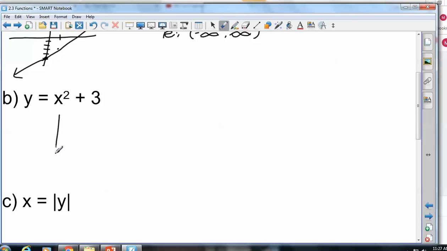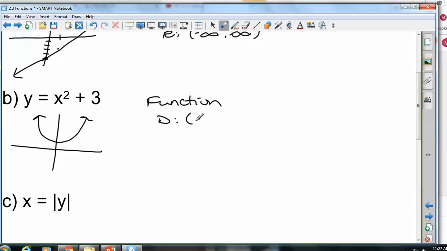B, what's this one look like? Parabola. Let's just scoot it up a little bit. So is that one a function? Yes. What's my domain? Parabola's domain will always be negative infinity, positive infinity. You could also think about that by looking at the equation. I can put in any number I want because there's no fraction, there's no even radical. So it should be everything.